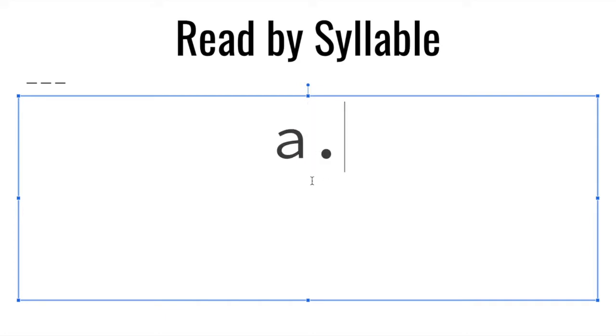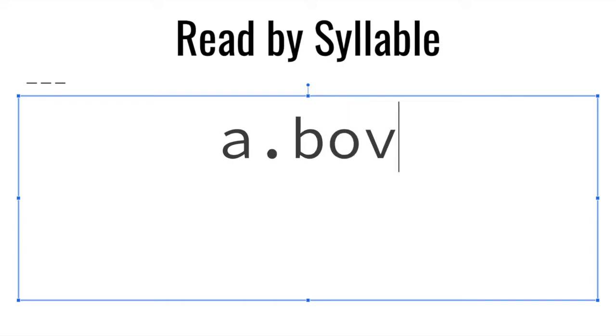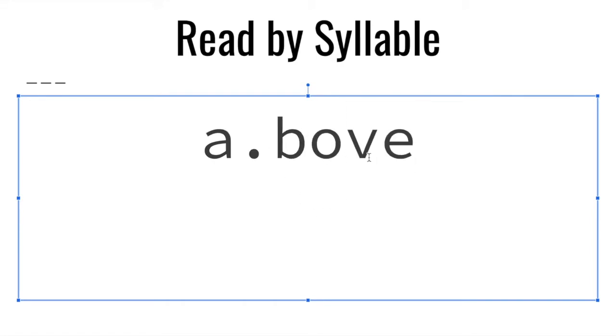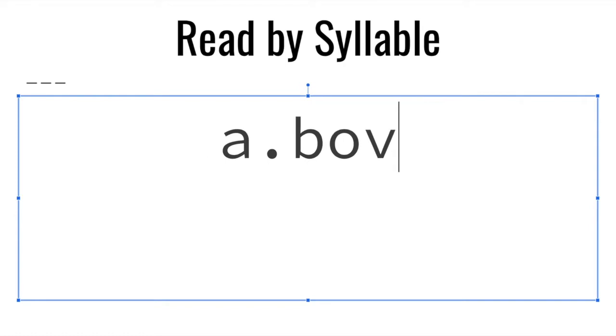Now, this is a schwa sound. So instead of saying A, this says uh. The syllable says uh. This is another schwa sound. So that means the O here says uh instead of O or ah. So, above. Above. Try for the whole word. Above. Good.